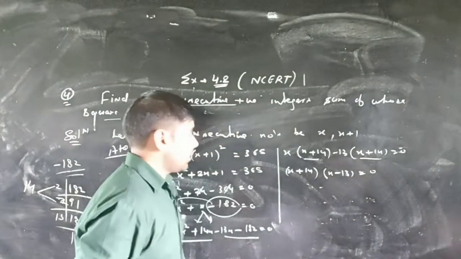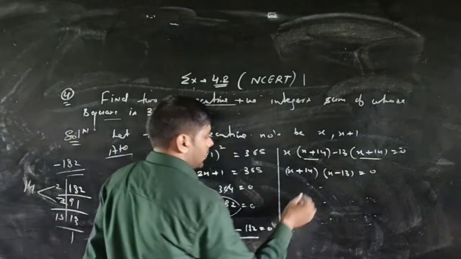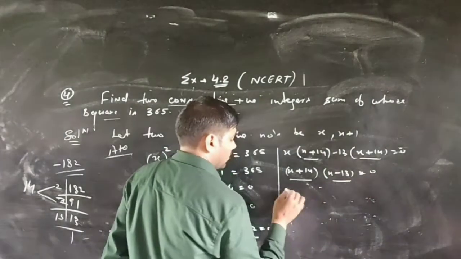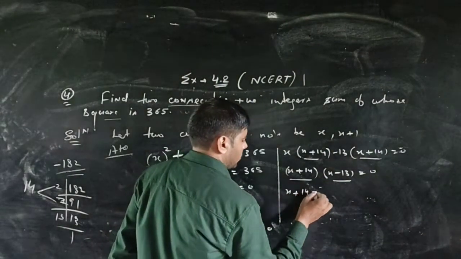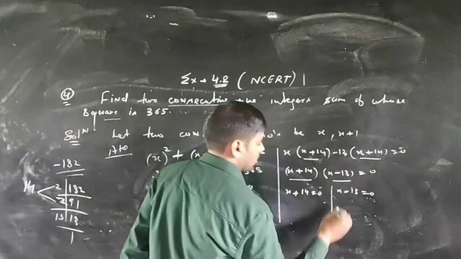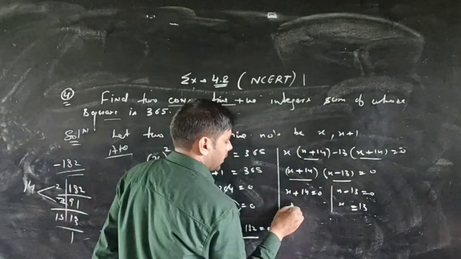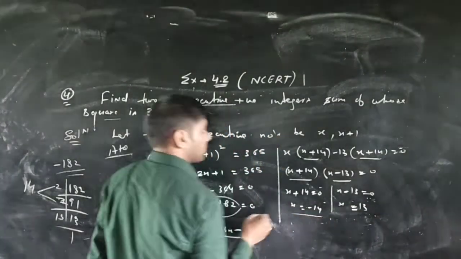The product of two numbers equal to 0, so you can write either this equal to 0 or this equal to 0. Either x plus 14 equal to 0, or x minus 13 equal to 0. Here x is equal to 13 and here x equal to minus 14.